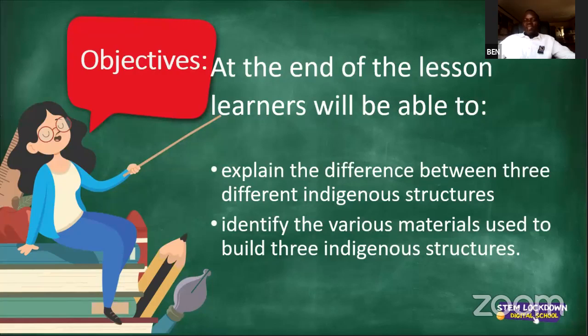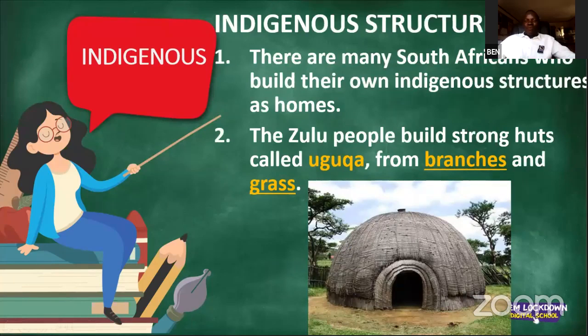We have different cultures in South Africa where people used to live in different types of structures. So today we are going to focus on three different cultures, meaning we won't take all the cultures. We are going to only choose three. Now, in South Africa, there are many South Africans who build their own indigenous structures as homes.